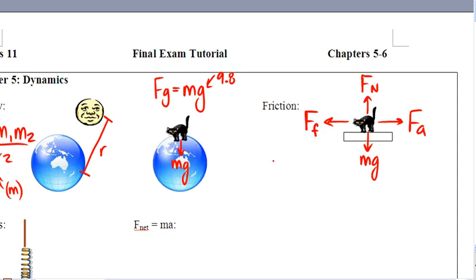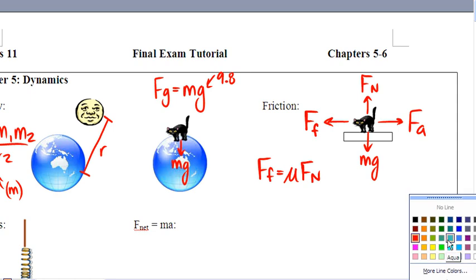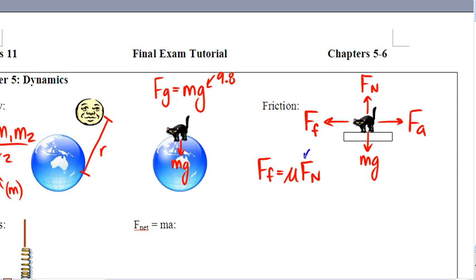The force of friction is equal to mu, which is the coefficient of friction, times the normal force. And remember, that normal force is almost always, the only exception is elevators, equal to the force of gravity, m times g.